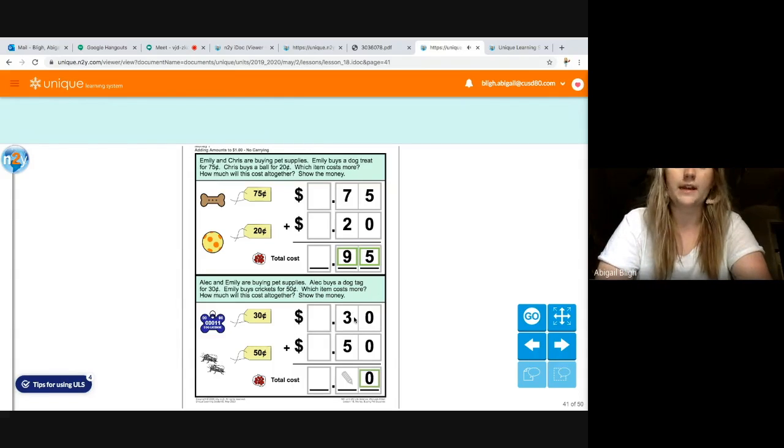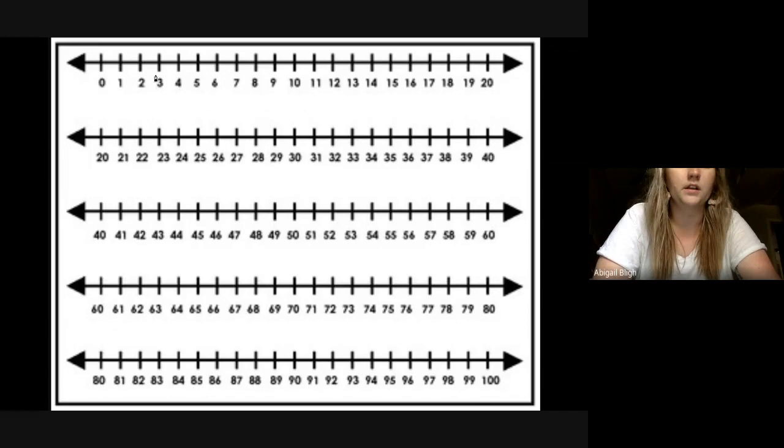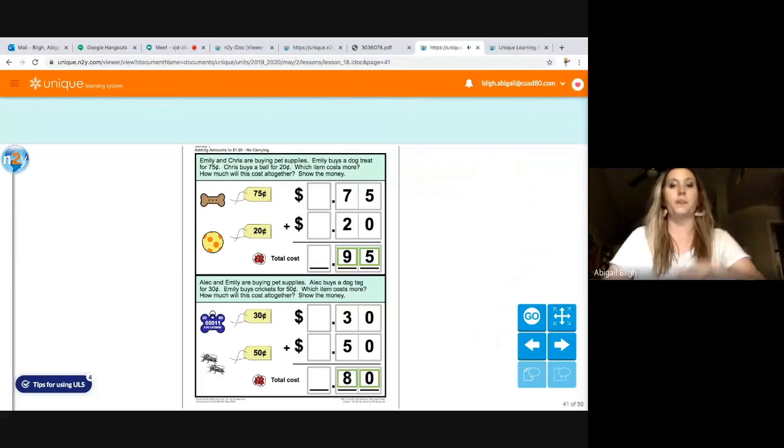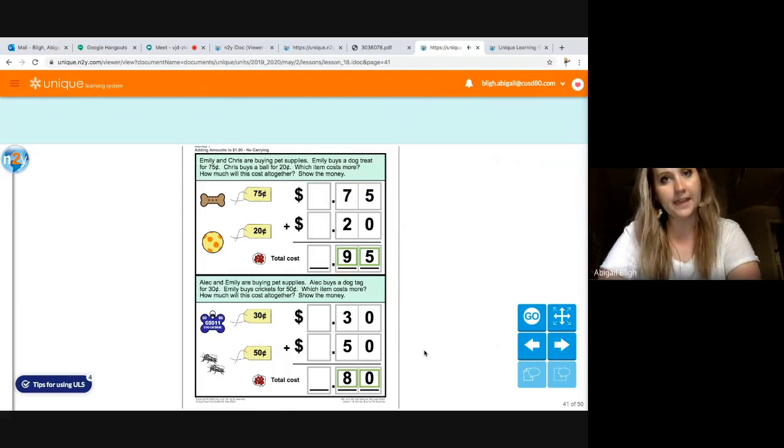And then here we're adding 3 plus 5. So I'm going to look at my number line. All right, so I'm starting at 3. I'm going to jump up 5. Count with me. 1, 2, 3, 4, 5. What number did I land on? I landed on 8. So 3 plus 5 is 8. So 30 cents plus 50 cents is 80 cents.